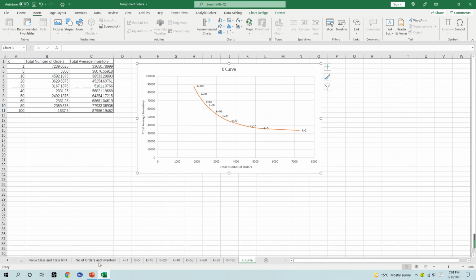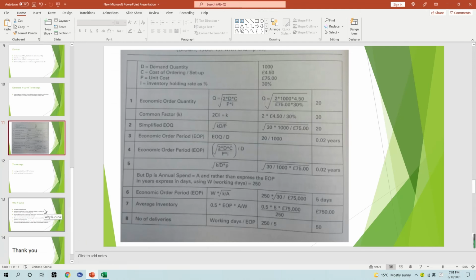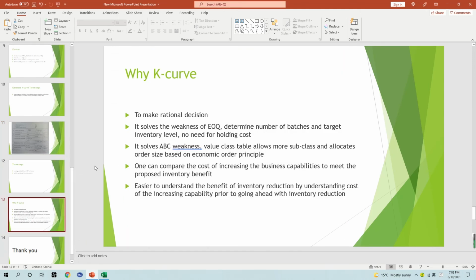So at the end, I want to go back to the PowerPoint slides to talk about why we're using the K-curve. Again, like the example that was shown, it is to make a rational decision. This helps to solve the weakness of EOQ. It also helps to determine the number of batches or the target inventory level, so there is no need for holding costs because we already have the optimal one.